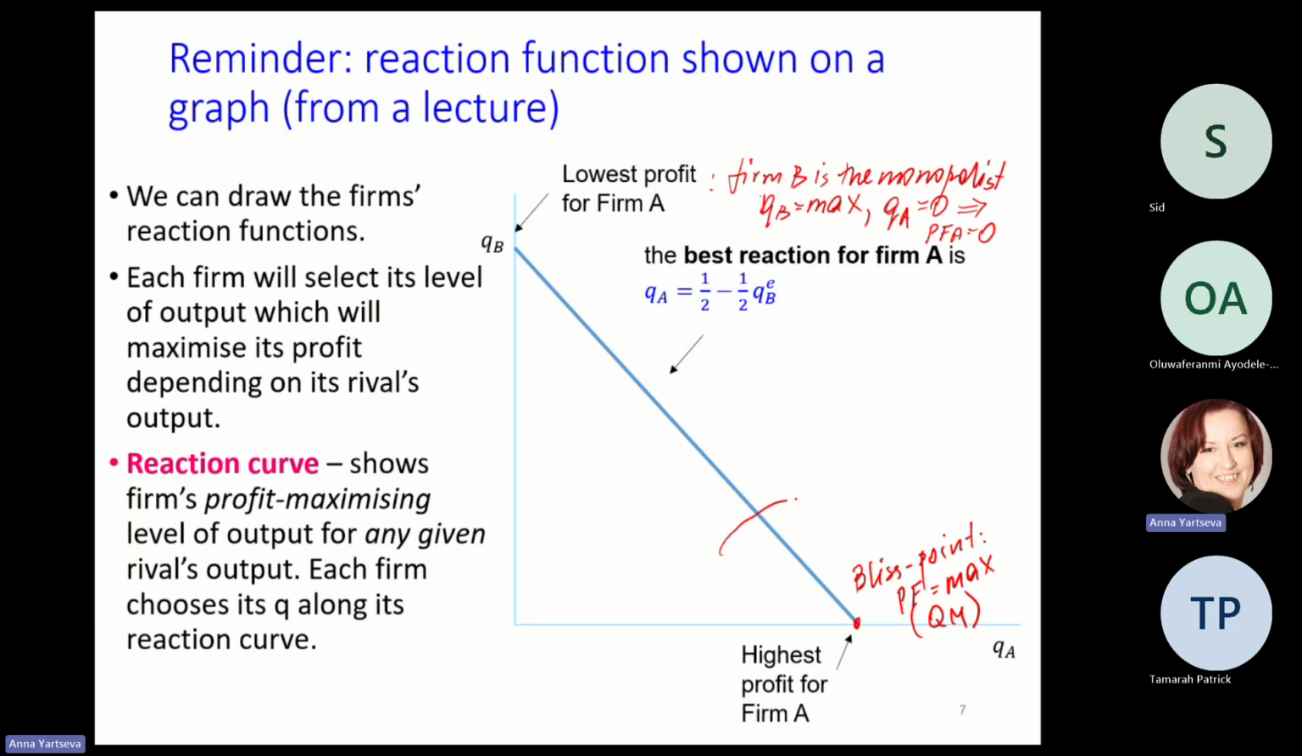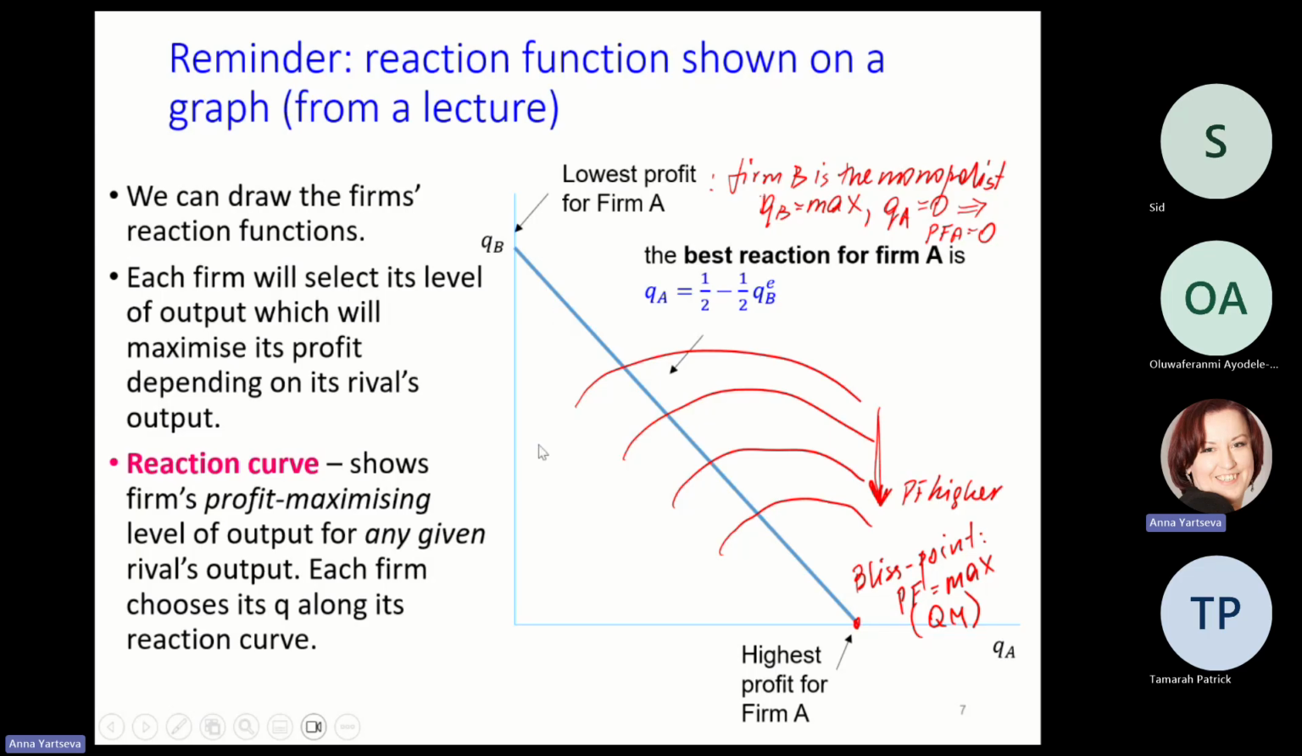And if we add our isoprofit curves, they will look like this, right? The lower we are, the closer we are to the bliss point, the higher the profit is going to be. So profit is higher in this particular direction if we move closer to our bliss point for company A. So basically, this is the mathematical expression which describes all of these graphical ideas which we've covered already.